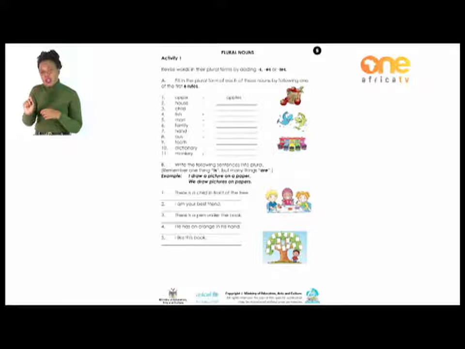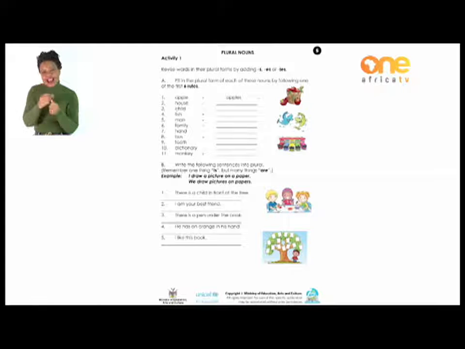For example, number 1, we are given an example there. An apple, 1 apple, many apples. We added an S there. House, houses. Then we will do the rest. We've got fish, man, family, hand, bus, tooth, dictionary, monkey. If you have forgotten, you have to refer to the first 6 rules. B, write the following sentences into plural. Remember one thing, is.